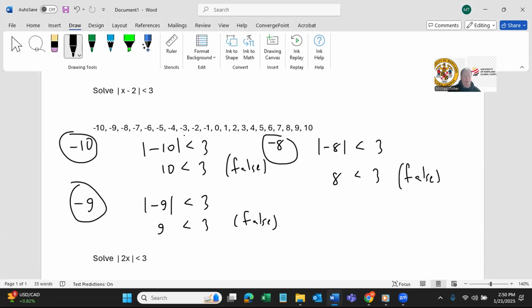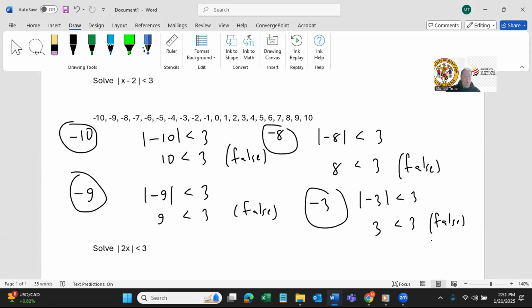But let's now go to, say, negative 3. Let's jump to negative 3. So we'll have the absolute value of negative 3 less than 3. The absolute value of negative 3 is what? Well, that's 3. And is 3 less than 3? Well, that's false.